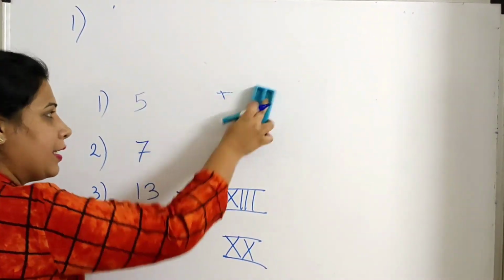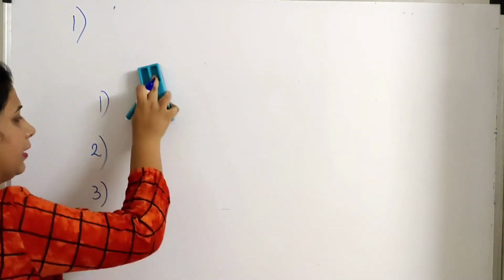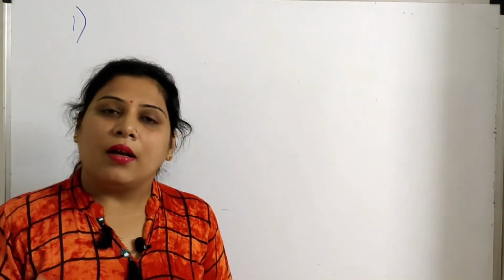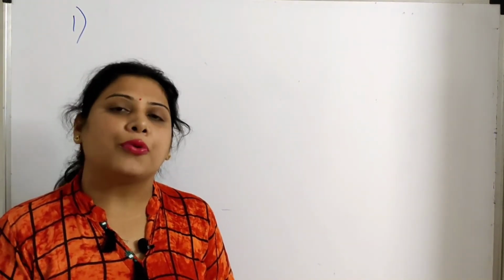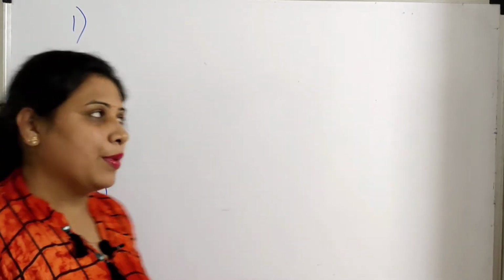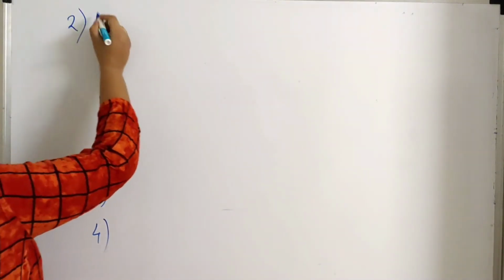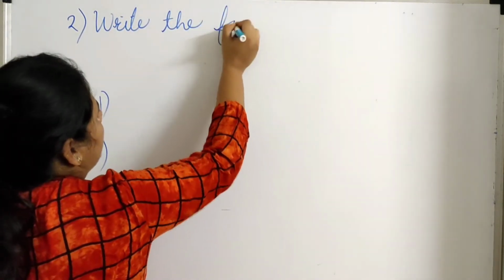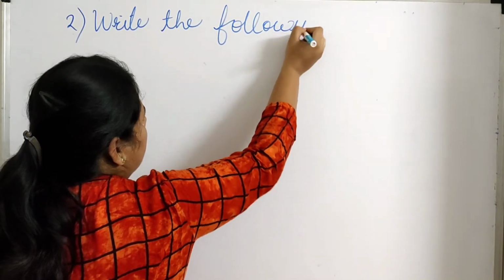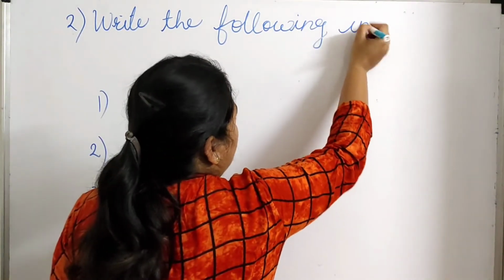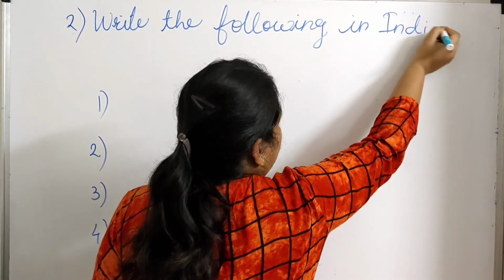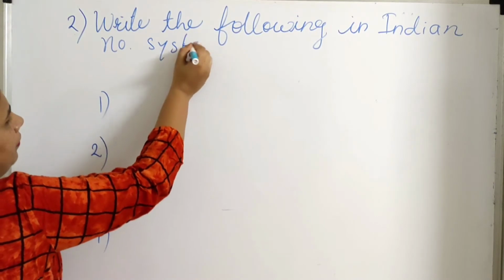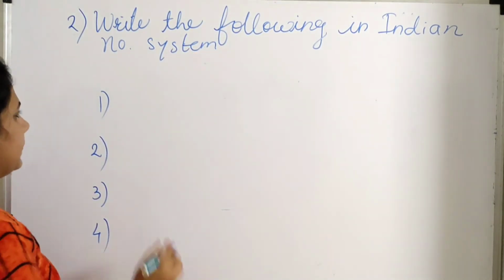They may ask a question vice versa also, like if I give you the Roman numbers and I tell you to convert them into, or to write them in, the international number system. So the next question is, write the following numbers in the Indian numbers system.